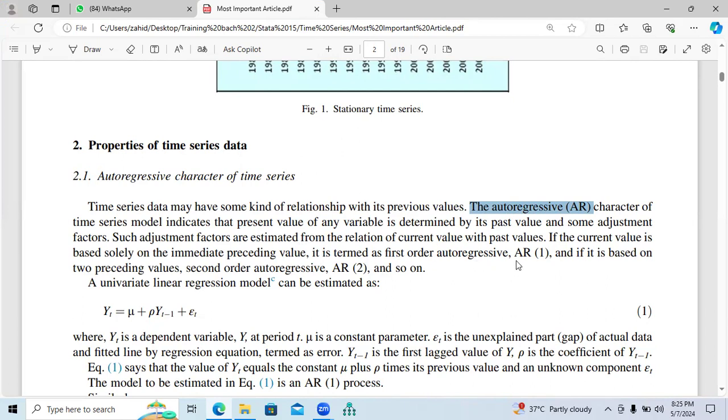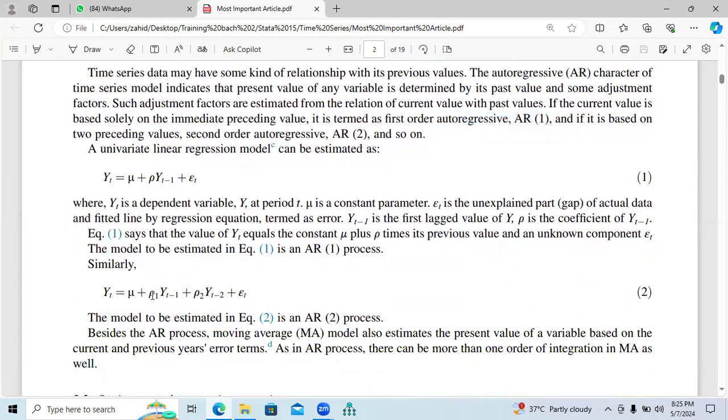In case your dependent variable is influenced by its own previous value, or you can say its one year lag value, then it is known as AR1 or first order autoregressive model. But if it is influenced by its previous two values, like lag 1 and lag 2, then it is known as the AR2 model or second order autoregressive model. So this is the basic characteristic of a time series model.